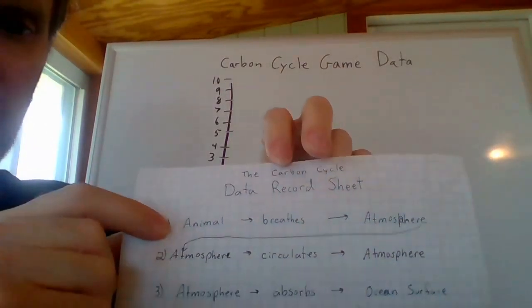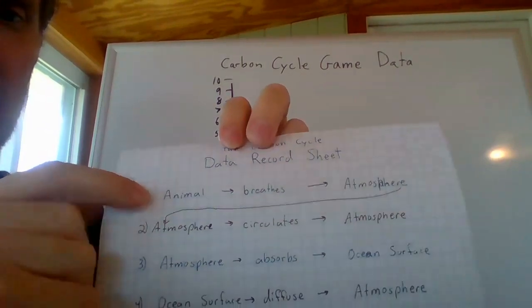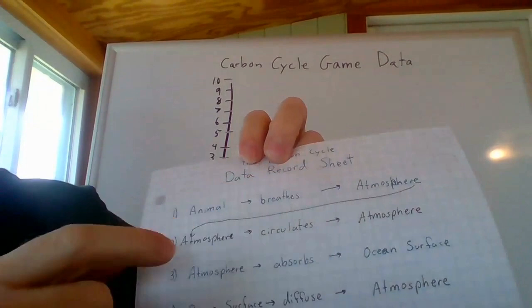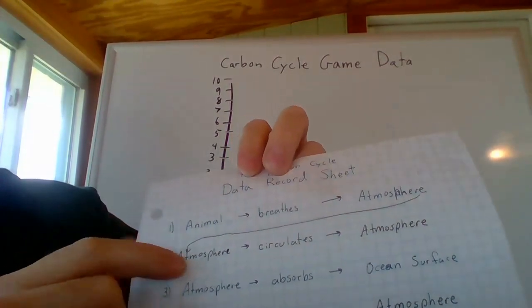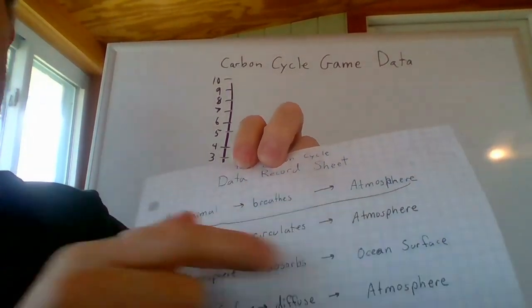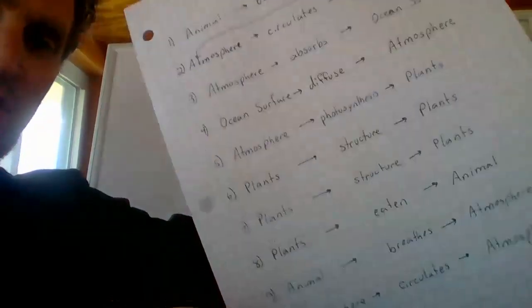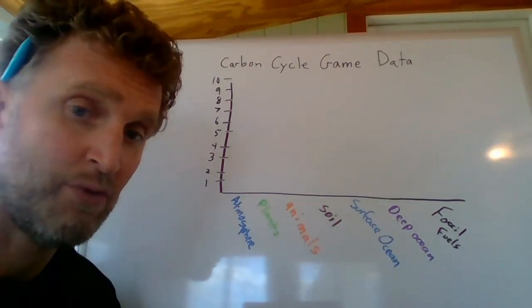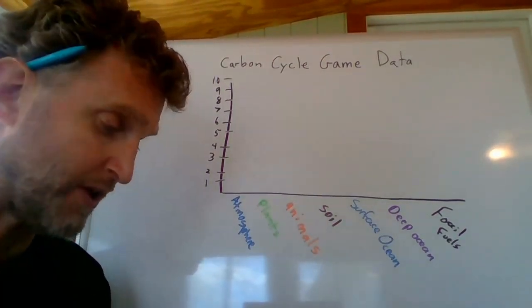If you remember, I started with animal, and then it breathed out and it went to the atmosphere. And then this one automatically became the beginning of the next one. So it's in the atmosphere, it circulated and stayed in the atmosphere. So this is my data. Your data is going to be different, because unless you have the exact same luck that I do and roll the dice the exact same, yours is going to look different.